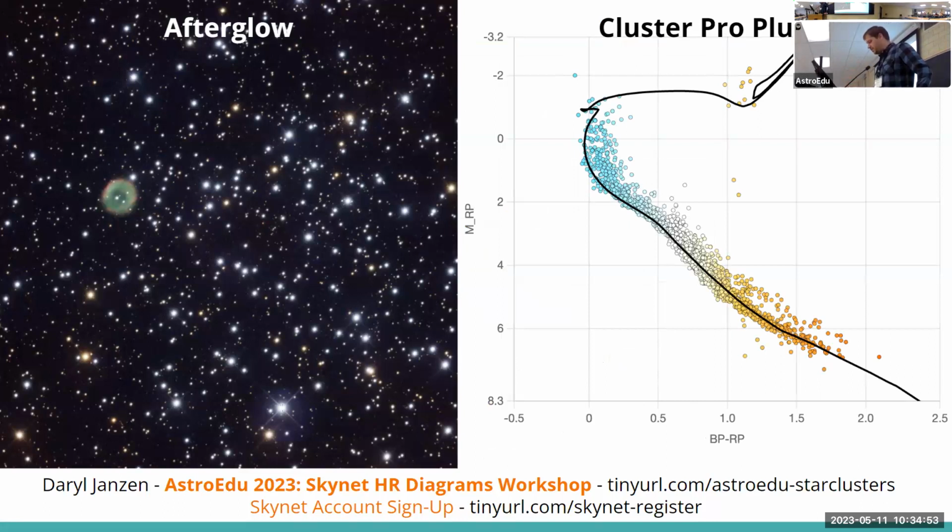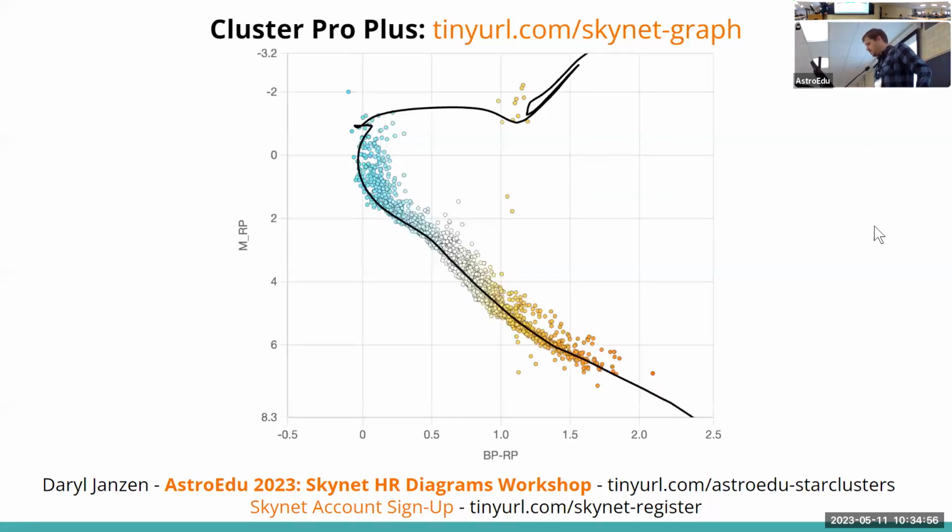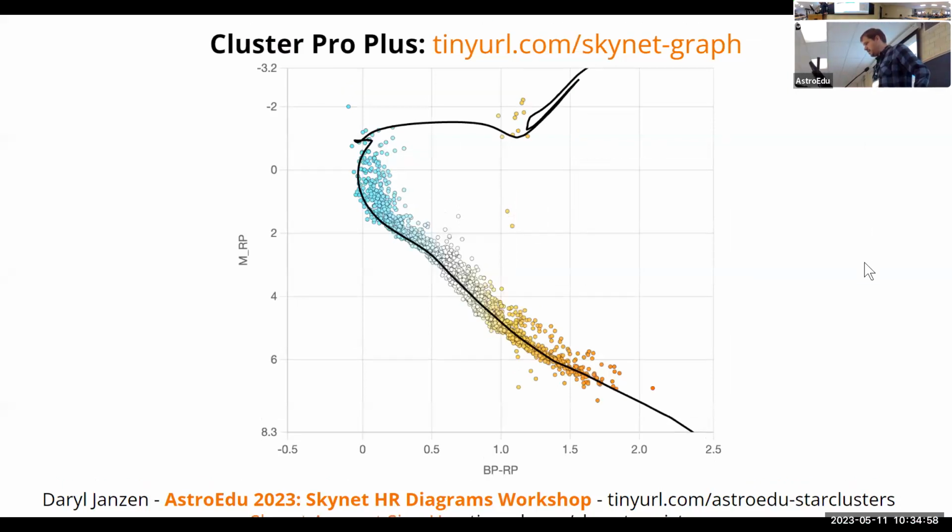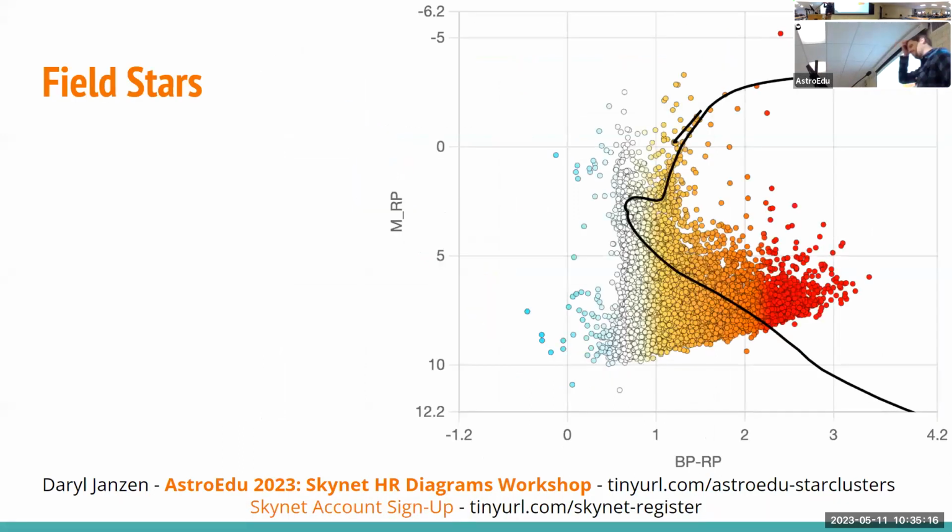So we're starting with Cluster Pro Plus, and if you go to the Skynet graph URL there in another tab, there's a drop down, and you can just pull up the Cluster Pro Plus tool where you'll see various things that I'm going to show you. Cluster Pro Plus is a tool that we built for creating HR diagrams of star clusters.